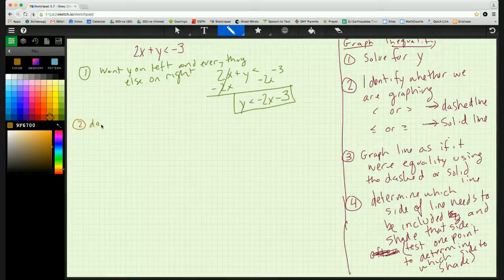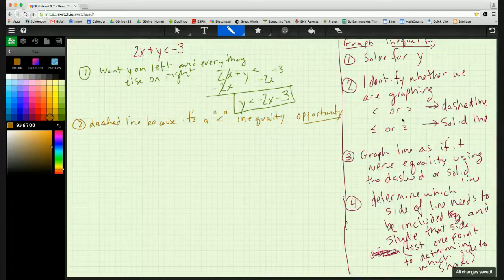We're going to say we use a dashed line because it's a less than problem. Let's not call it a problem. Let's call it an inequality. We'll call it an inequality opportunity. Let's call it an opportunity. Funny.